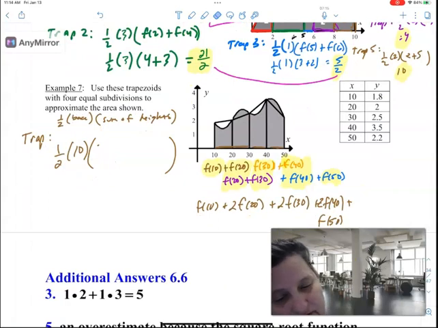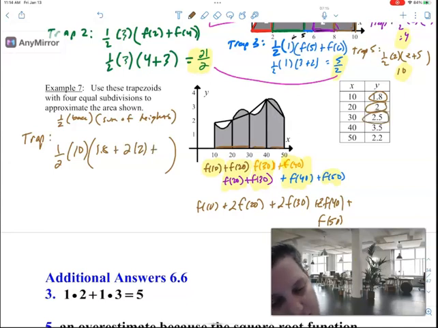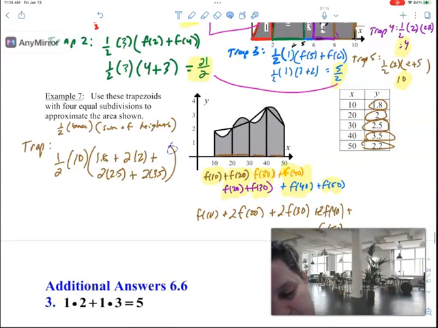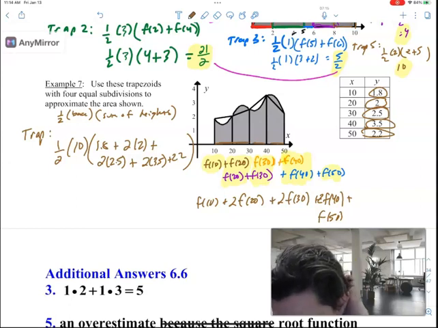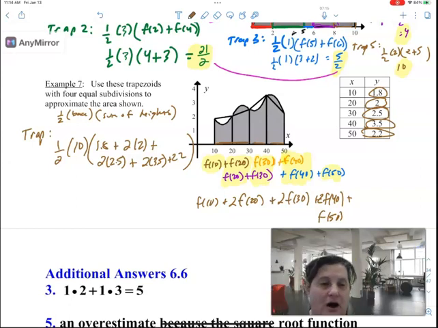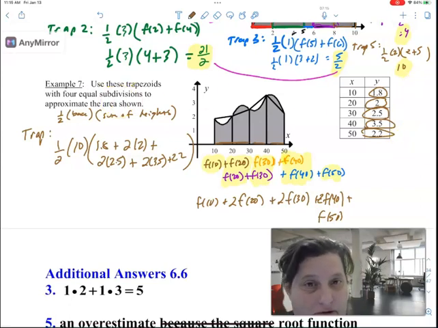They gave me values over here. So I had 1 f of 10. I had 2 f of 20s. I had 2 f of 30s. I had 2 f of 40s. And I had 1 f of 50. That's okay for a free response. That's fine. I'm done. On a multiple choice, if it's on the calculator or something, you could just type this in.